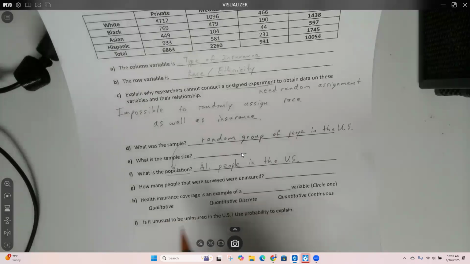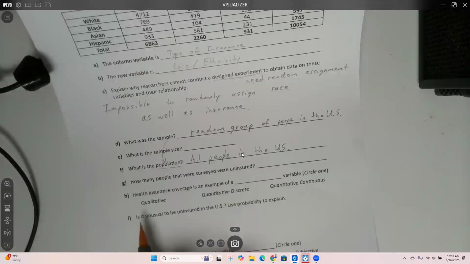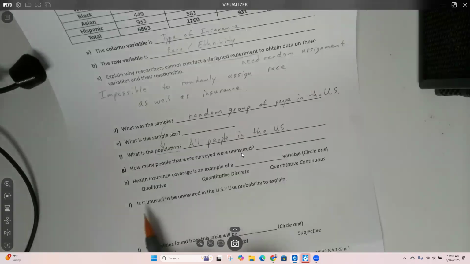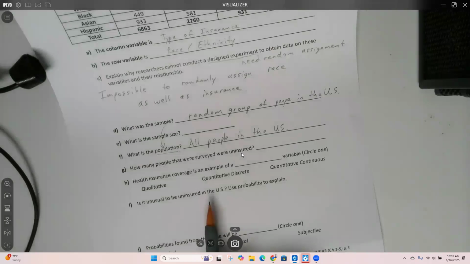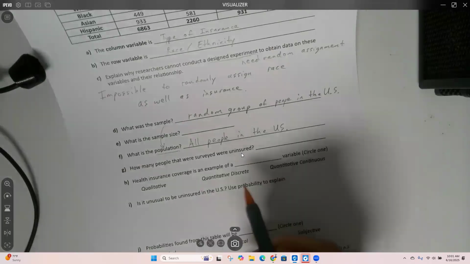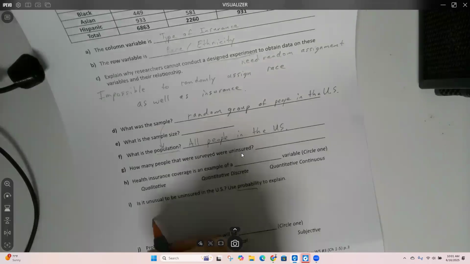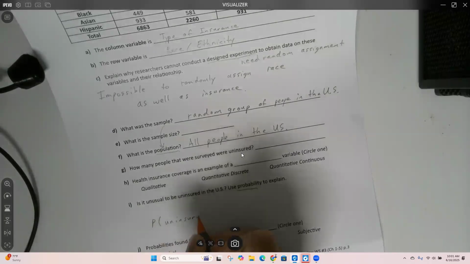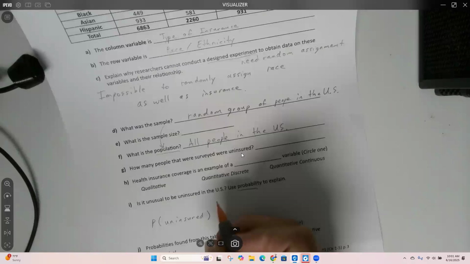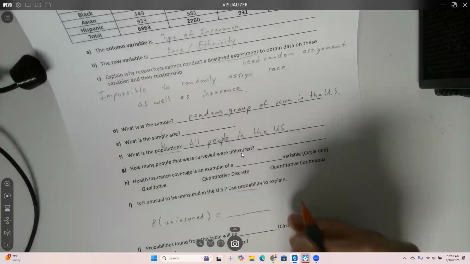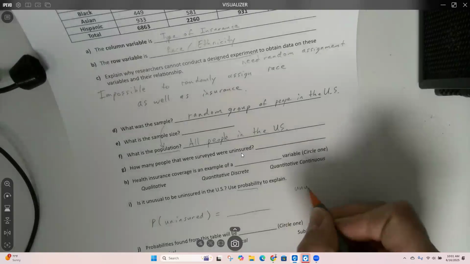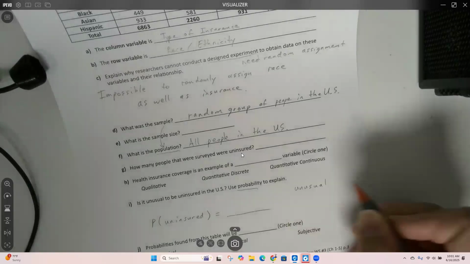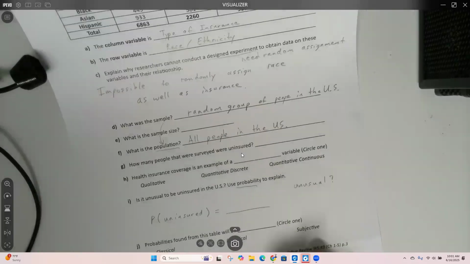Okay, it's unusual to be uninsured. Is it unusual to be uninsured in the US? Use probability to explain. So in order to tell that, we need to calculate the probability of uninsured. And then what do we consider unusual for probability?